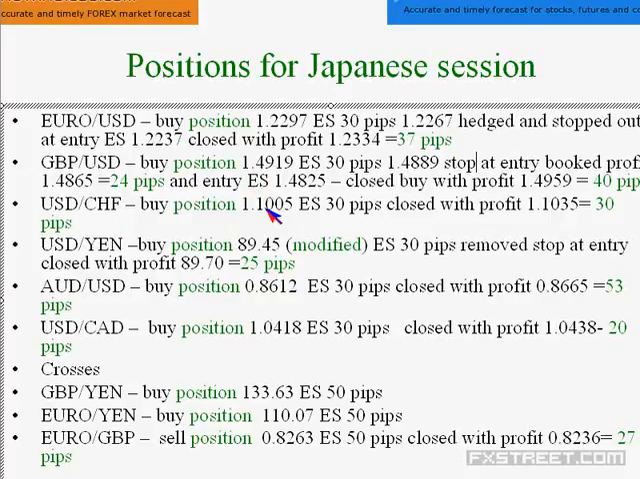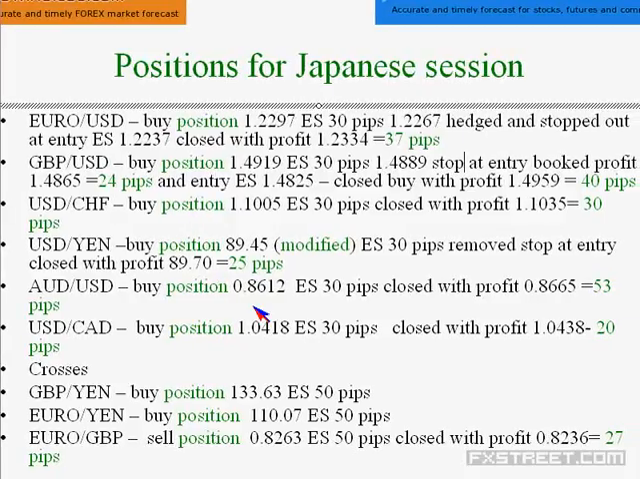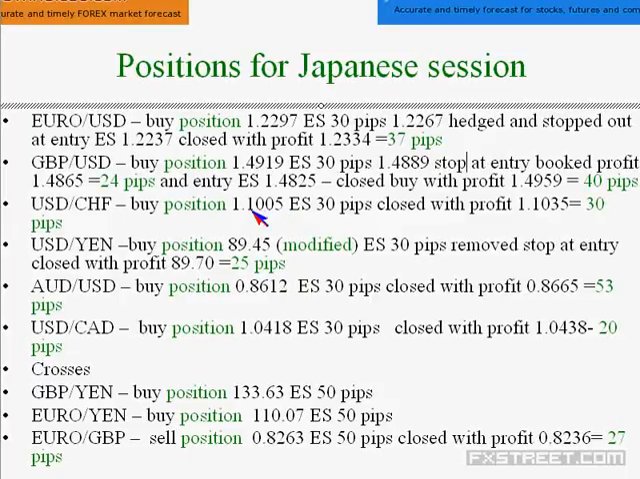Then in the case of USD/CHF, I kept a buy limit order that got filled first. So during the process, what happened? Initially, the denominator currencies' limit orders got filled. I kept the buy order near the low, 1.1005, and that got filled and subsequently I kept a hedging order, and it went up straight to 1.1046, and I was able to close it around 1.1035 with 30 pips profit. Then the hedging order is removed, obviously. Then in the case of USD/JPY, I took a buy position, 94.45.